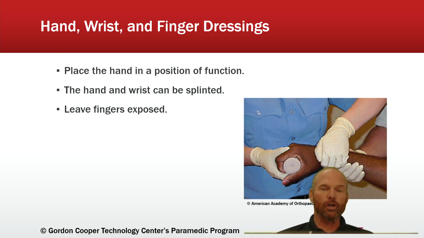Hand, wrist, and finger. Place the hand in a functional position whenever possible to aid in the recovery. And then, if necessary, splint the hand and wrist to limit motion during healing. And whenever feasible, leave fingers exposed to allow for monitoring of circulation.